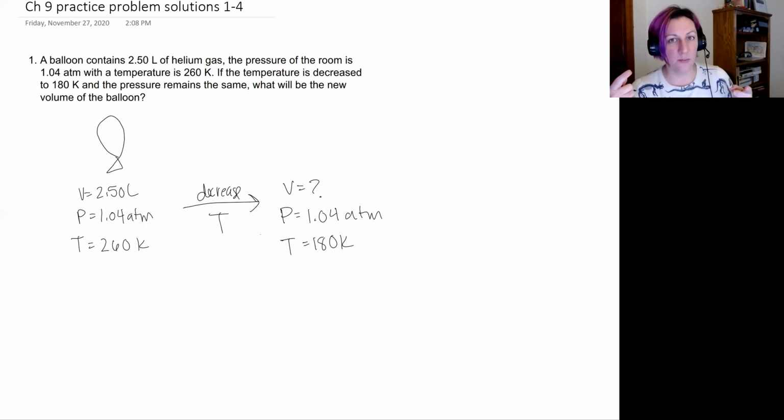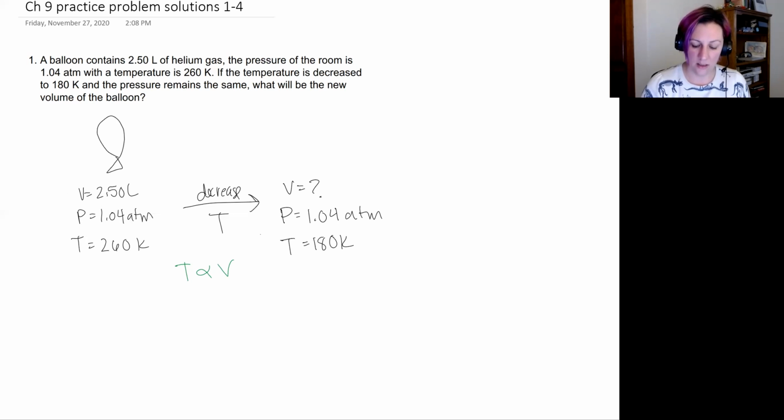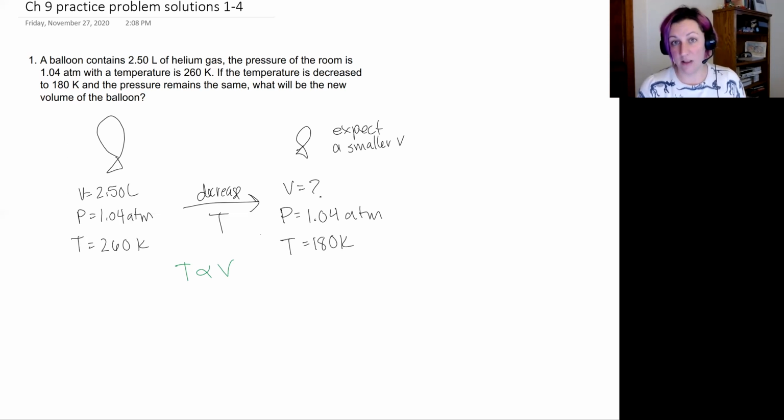So first, before we even plug values in, we should predict if this is going to get bigger or smaller. Let's remember our relationships that we explored about our different gas physical properties. When we looked at temperature and volume together, we saw that temperature and volume were proportional to one another. That means if we decrease the temperature of the gas, I expect the volume to decrease too. So we expect that balloon to get smaller. So let's calculate what it actually is.